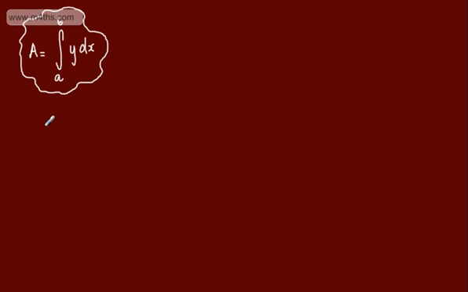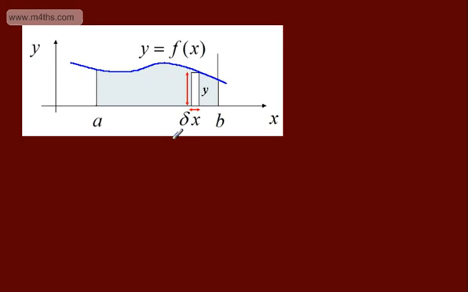Rather than just plug in numbers, what I want to do is see how that works. So let's take some function of x. So y is a function of x. What we've got here are the limits a and b. So we're interested in the area trapped under the curve between x is equal to a and x is equal to b. What we've got here is a rectangle.